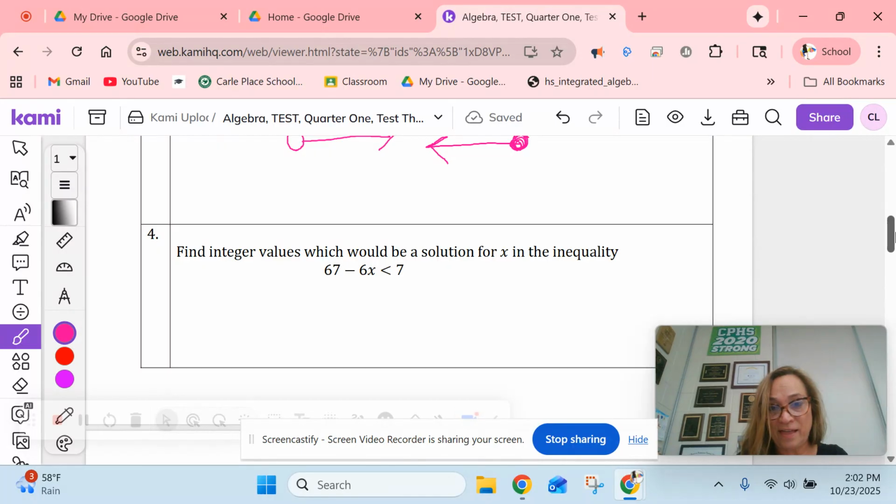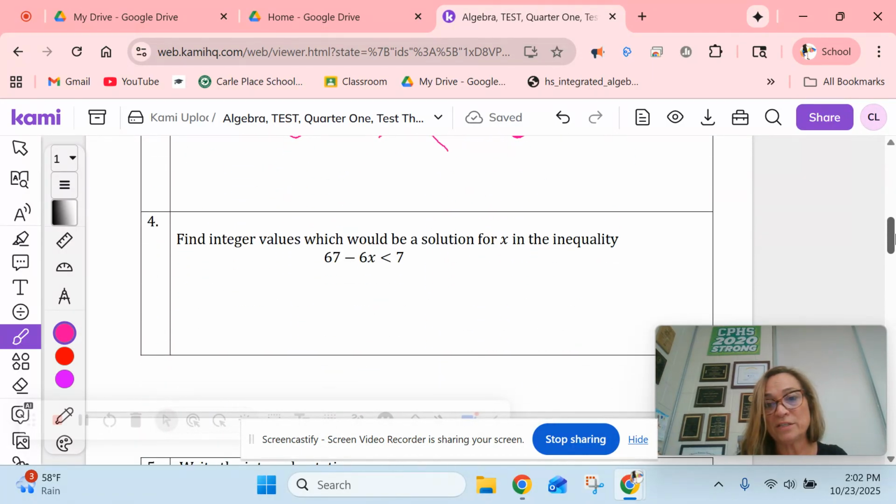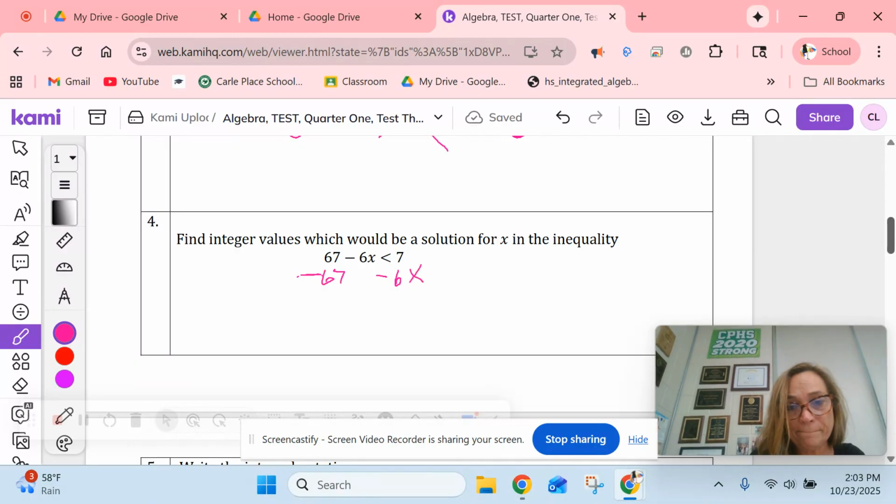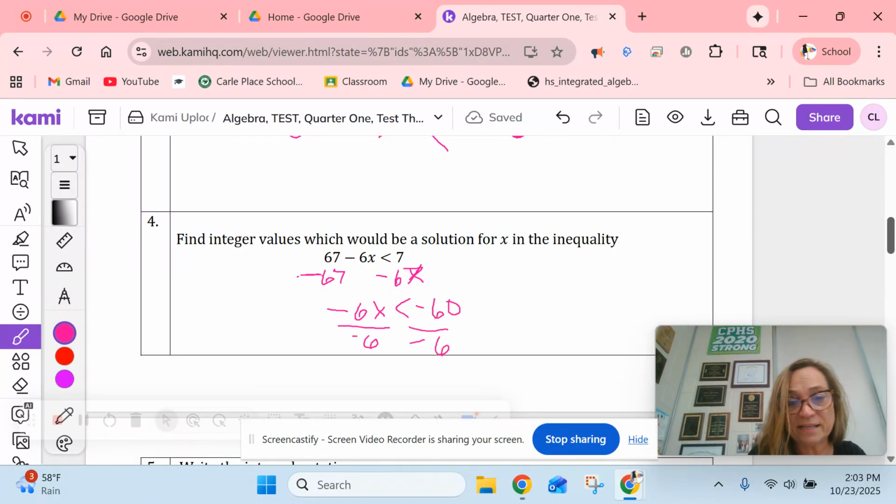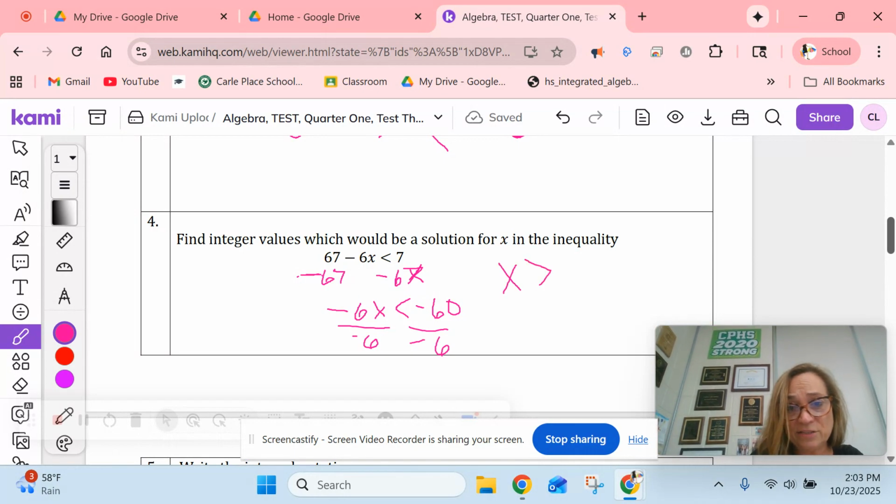Find integer values, which would be a solution for x. So you can just find some by plugging things in, or you can actually solve the inequality. I'm going to solve it. So I subtract 67 from both sides. That gives me, that's a 67, sorry. -6x is less than -60. I'm going to divide by -6, divide by -6. That gives me x is greater than 10.